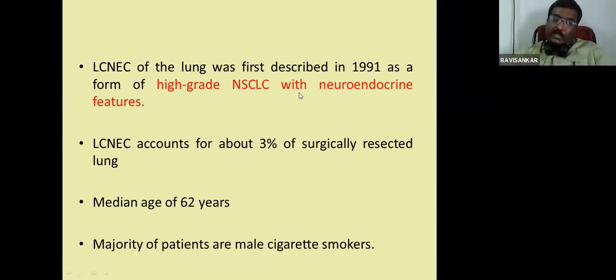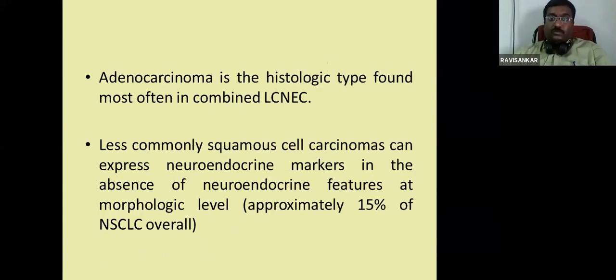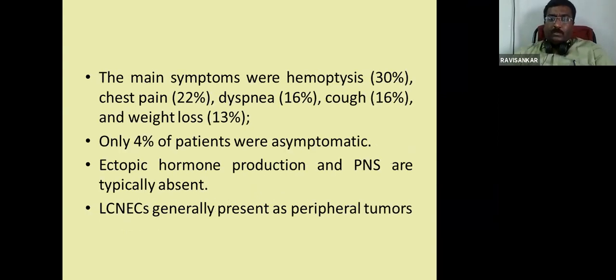Most of them are cigarette smokers. There is a criteria to diagnose: neuroendocrine morphology, mitotic rate, non-small cell cytological features, and neuroendocrine differentiation by IHC. Usually adenocarcinoma is combined with the neuroendocrine carcinoma, usually not the squamous cell carcinoma. Paraneoplastic syndromes are not common with LCNEC. They generally present as peripherally based tumors.